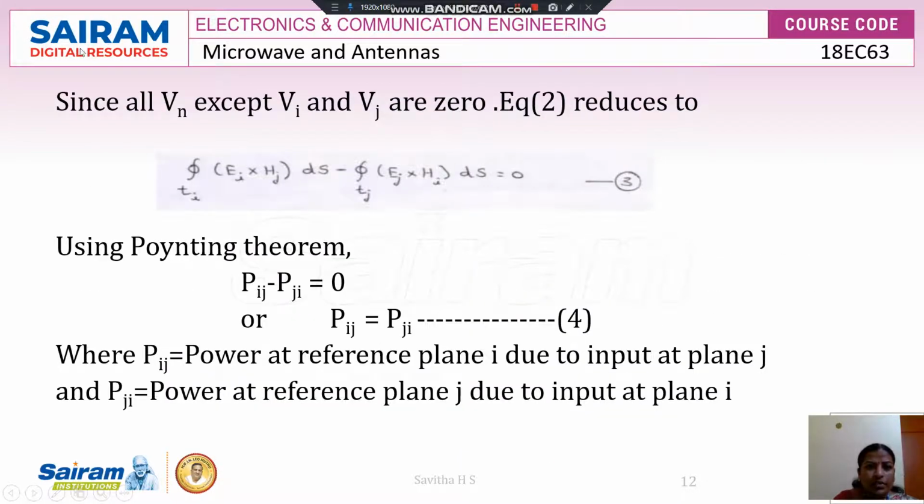Now, since Vn is equal to 0 for all values of n except i and j, the expression is reduced to the integral over the closed surface at the ith port of Ei cross Hj ds minus the integral of Ej cross Hi ds equals 0. I am calling this expression 3. Now using the Poynting theorem, Pij minus Pji is equal to 0, or Pij is equal to Pji. What is Pij? The power at the reference plane i due to the input at plane j, and Pji is the power at the reference plane j due to the input at plane i.